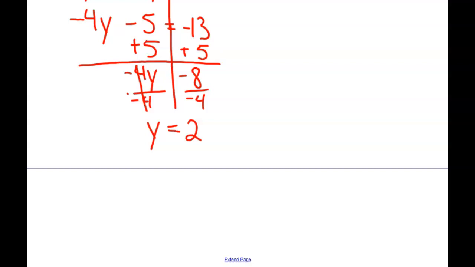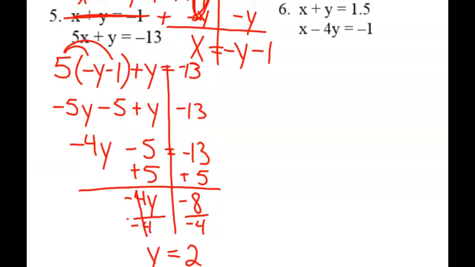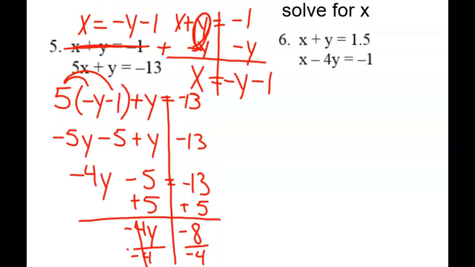So if I've got positive 2 for my y, then what do I do to find out what my x is? Where am I going to put my positive 2 to figure out what my x is? Am I going to put it into this equation that I crossed out? Am I going to put it into the 5x plus y equals negative 13? Or am I going to put it into the x equals negative y minus 1? Where am I going to put it?